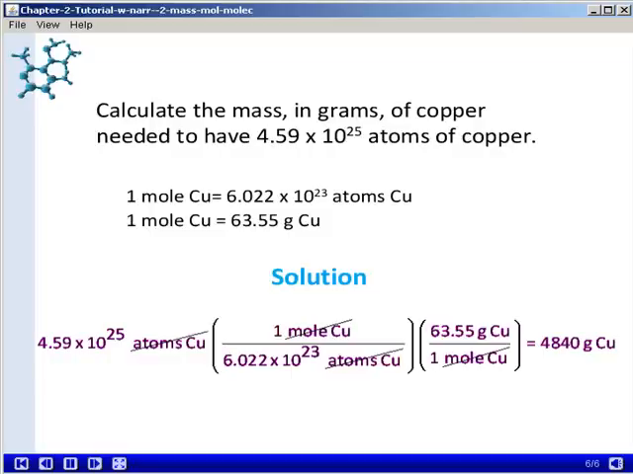And the answer that we get with 3 significant figures is 4,840 grams of copper.